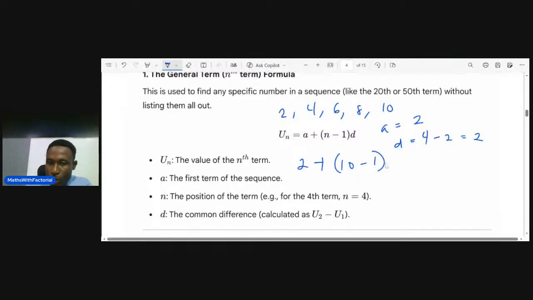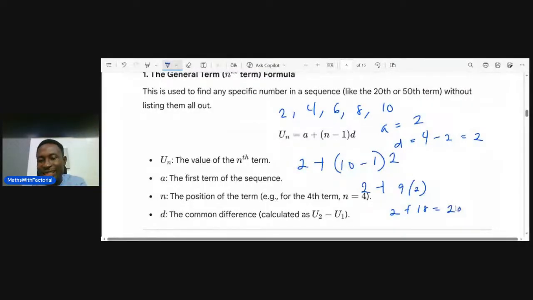n here is 10. So 10 minus 1 is 9. 9 times 2, which is the d, is 18. 18 plus 2 is 20. In less than 15 seconds, we are done with this question. But because I'm teaching, that's why I'm going through all of these things. So 2 plus (10 minus 1), which is 9, times 2. We have 2 plus 18, which is 20.